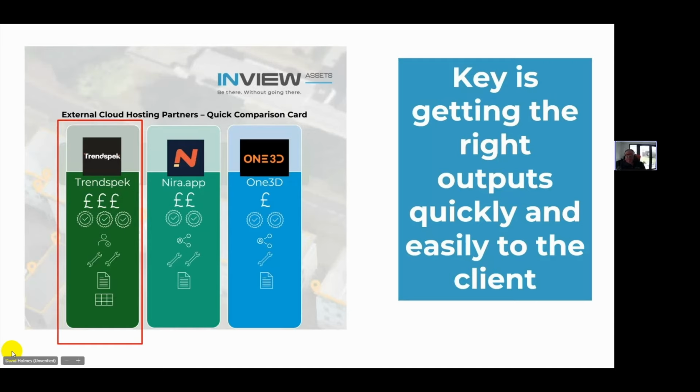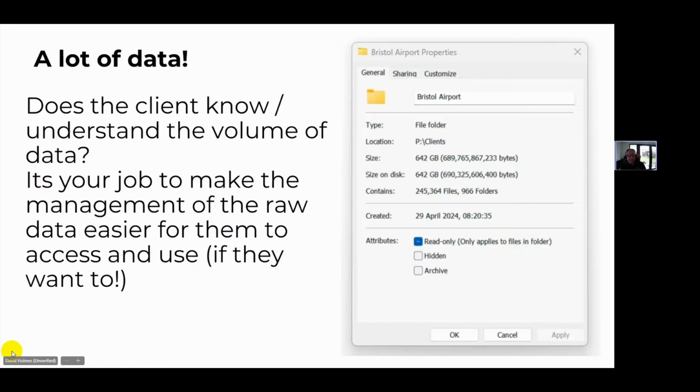Now, we work with different external cloud suppliers. People like Ikin you may have heard of, or 3D. In this instance, we went with TrendSpec because of the profile of this particular piece of work. As a hosting platform, it's got lots and lots of security attached to it as well, and that was what the client wanted. So all of the 3D models are hosted on TrendSpec as an output.